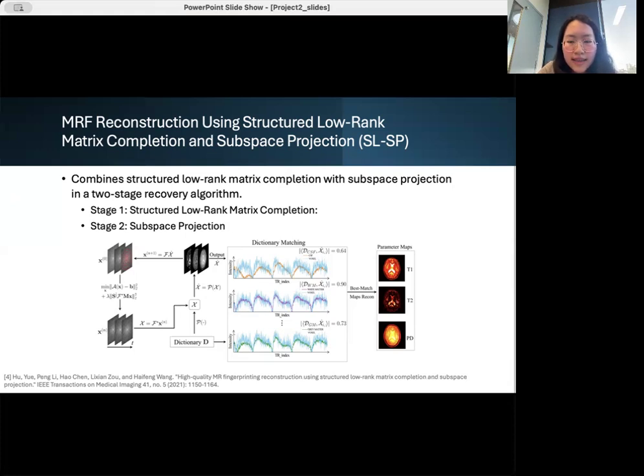The second stage is subspace projection. It projects the reconstructed space-time matrix onto a dictionary subspace to refine multi-parametric estimation. And then it utilizes the Moore-Penrose pseudo-inverse for projection, and optionally an orthonormal basis to reduce computational cost.